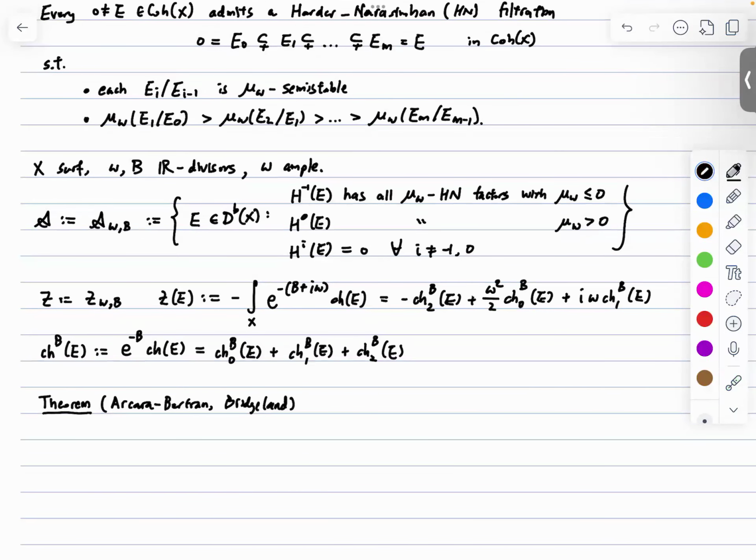So the statement is, if you take this pair consisting of the data of this abelian category and this group homomorphism, this forms a stability condition, or a Bridgeland stability condition, on this arbitrary smooth projective surface X.